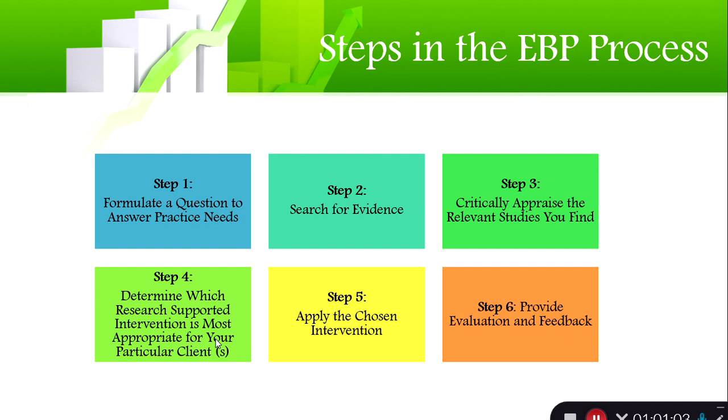And so in terms of steps in the EBP process, here are the steps as a reminder. When we're looking at single case designs, we're talking about how to integrate them into this last step. We go through this process of formulating a question, searching for evidence, critically appraising that evidence, determining which research supported intervention is most appropriate, applying the chosen intervention, and then finally providing evaluation and feedback. Well, when it comes to this last step, that's where we can integrate in single systems design.